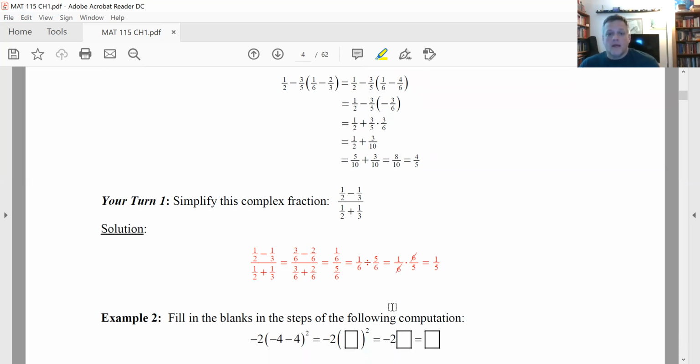All right. Try this example before you go on. I just need you to fill in the blanks using the order of operations at each stage. Fill in the blanks to complete the simplification. See what you get.